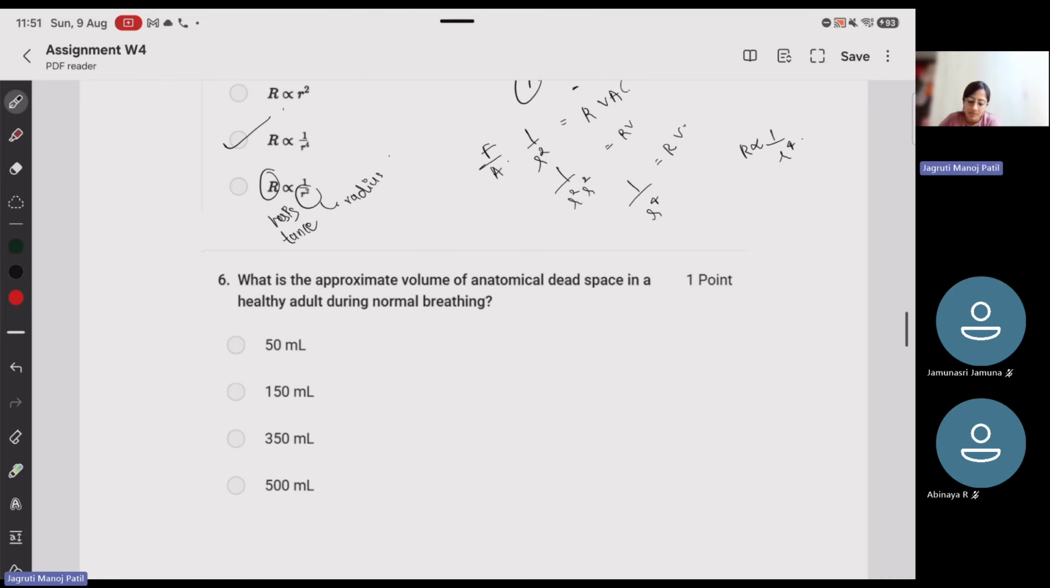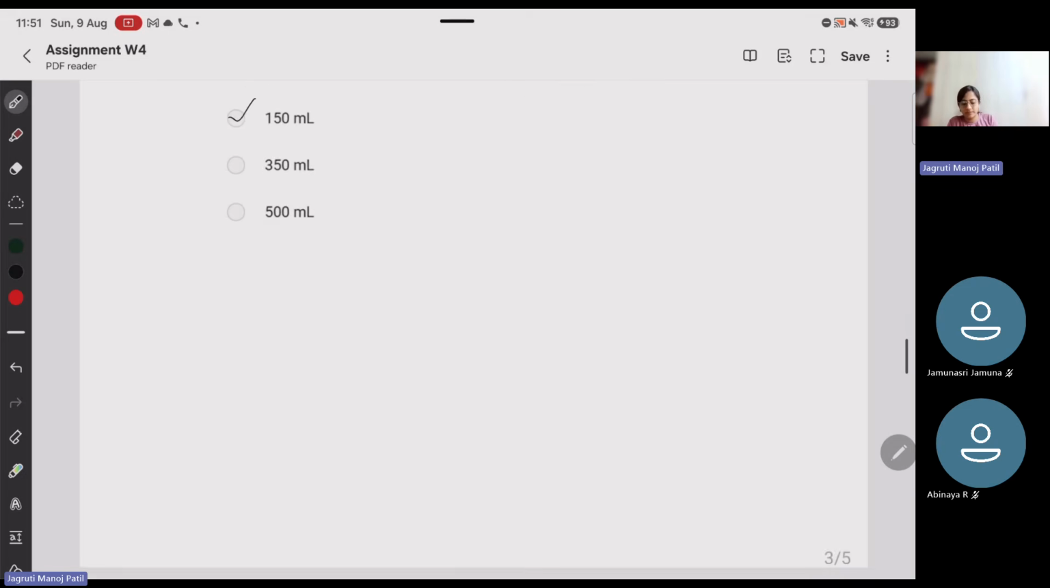Now, what is the approximate volume of anatomical dead space in a healthy adult during normal breathing? So these are some volumes. The chart that I showed you first was with respect to the volumes that you have. For a dead space, we usually keep 150 ml, not 50 ml, it's very low. Our lungs would collapse at that point. It's 150 ml. Okay.